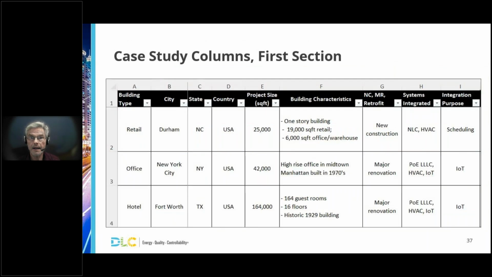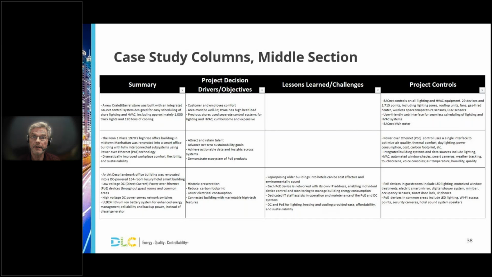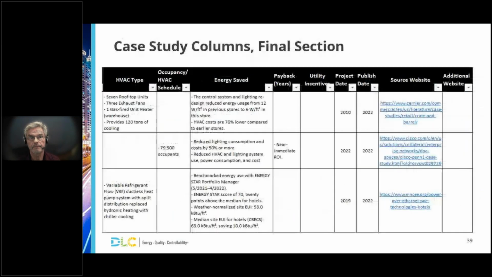The first 9 topics are all pretty short, as shown here, such as building type, location, square footage, building characteristics, and which systems are integrated. The next 4 columns have more extensive text with a summary of each project, a description of the project objectives that drove the decision for integration, a list of lessons learned from the project, and an overview of the control strategies that were used in each project. And then there are columns about the HVAC system type and schedule, energy saved, payback, incentives, date, and the source website where you can find the full original published case study.